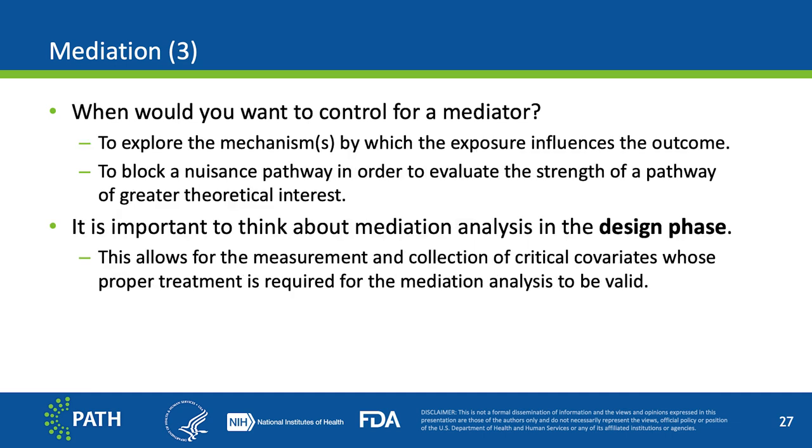When would you want to control for a mediator? You want to take a mediator into account to understand the pathways of the causal mechanism or to explore the mechanisms by which the exposure influences the outcome. Sometimes it's also because you might have this pathway through B that you're not interested in, so you want to condition on that to remove the effect from what you're really trying to measure, which is the direct effect of E on O. In essence, to block a nuisance pathway in order to evaluate the strength of a pathway of greater theoretical interest. The proper treatment of these variables is required for the mediation analysis to be valid.